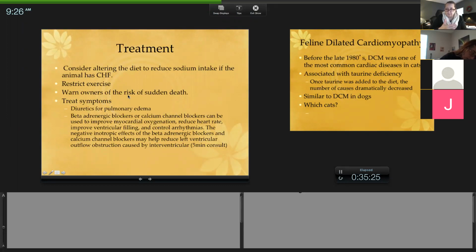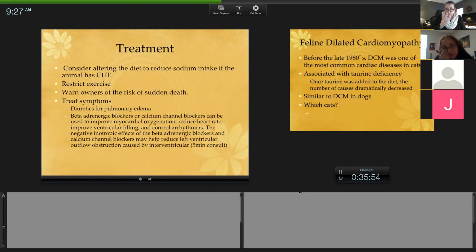They can get pulmonary edema with this because it affects that relationship of pressure of flow to the lungs. There are a lot of different drugs here. One thing I want to mention is that it talks here about beta blockers, calcium channel blockers, and improving myocardial oxygenation. This is one of my soapbox items that I talk about.